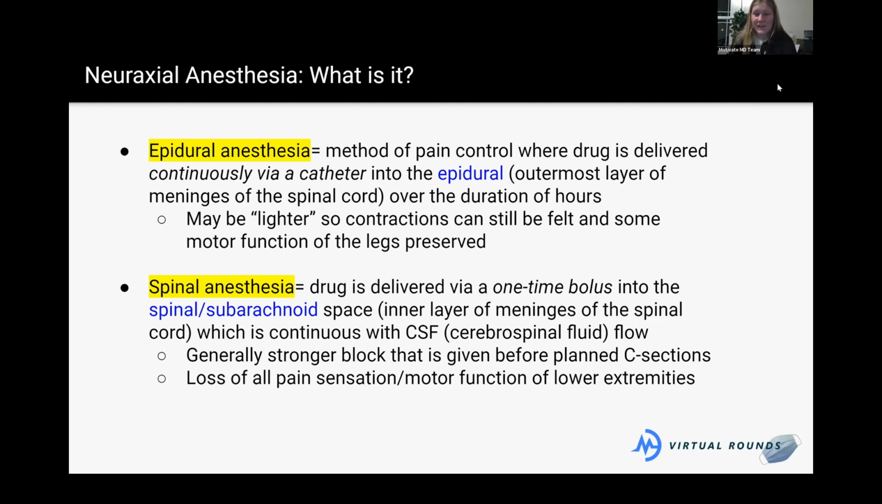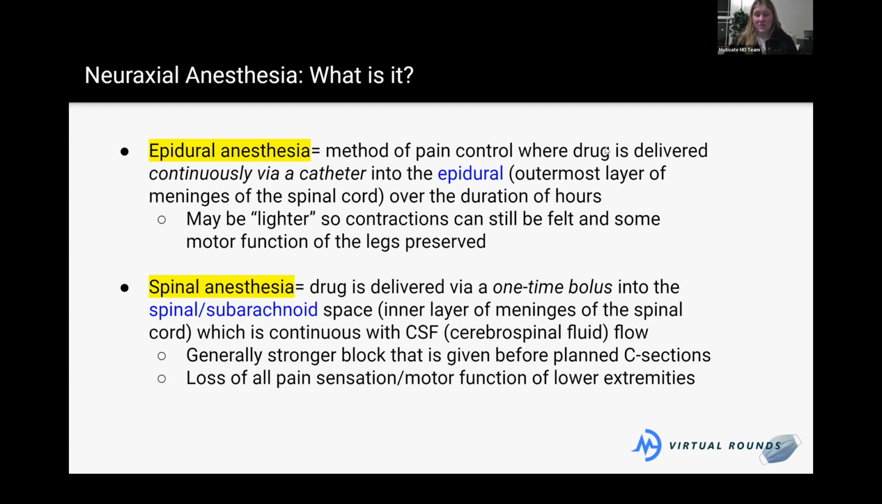Now the spinal anesthesia, like I said, they're very similar in what they look like and what they do. But the spinal is going to enter what's called the spinal space or the subarachnoid space. So it's in continuous flow with the cerebrospinal fluid, and it actually crosses through the outer layer of the meninges and is in direct contact with the fluid that bathes the spinal cord. So it's a one-time bolus. We only give one injection worth of medication that just stays there and nothing is left behind.